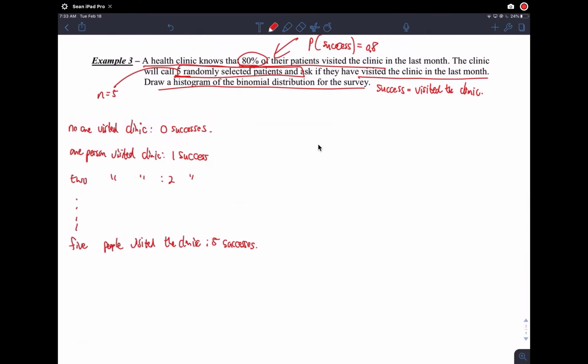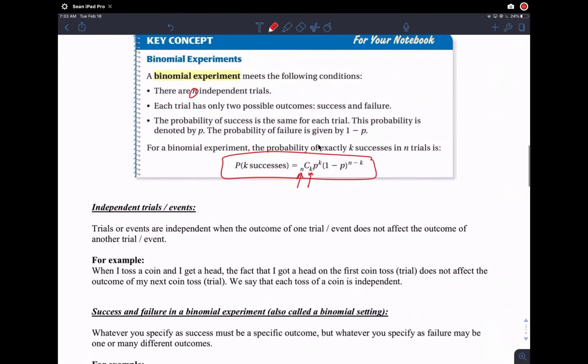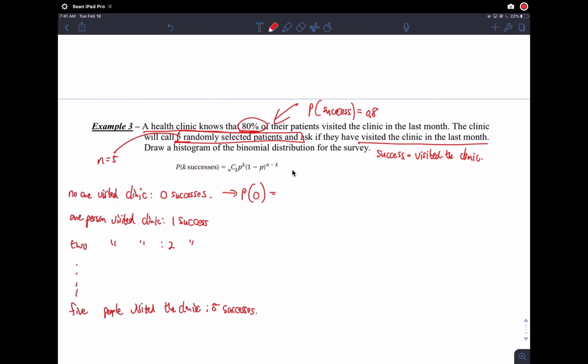All right, so here's what we're doing. We're saying, look at this option and ask, what is the probability of 0 successes? I call 5 people, no one says they visited the clinic. Now we can use our probability formula to do that. Plug into the formula: probability of 0 successes is 5 trials, that's my n, 5 choose 0 successes, times 0.8 to the 0 times 0.2 to the 5.